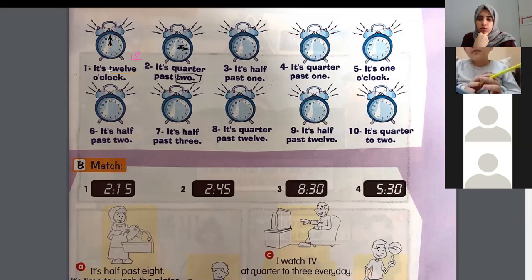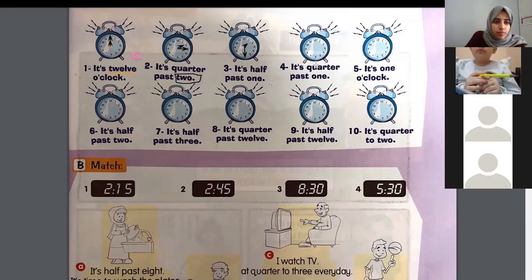You can look at the first page if you don't remember. When they said half past, where was the long hand? 6, yes, exactly. So I'm going to draw the long hand at 6. And the short hand where? Yes, between 1 and 2. Good job, Yaman.